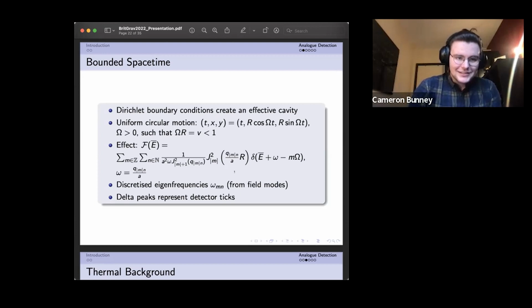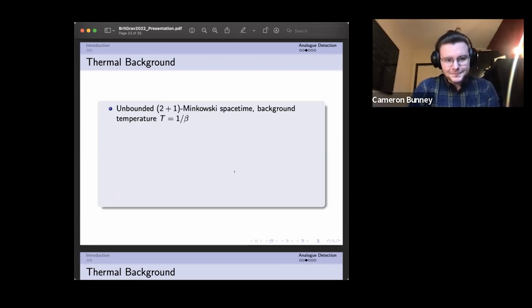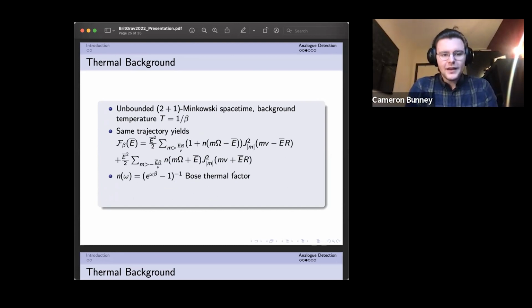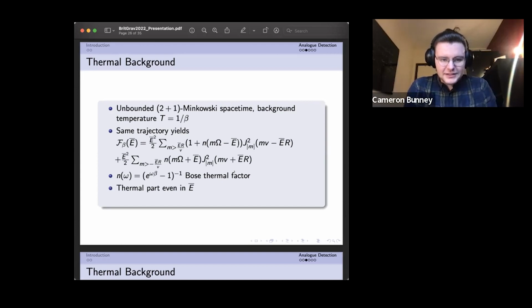In contrasting this to if we just have a thermal background, we do not have such a delta function, and our frequencies are not discretized. So these are key differences. In fact, they depend smoothly on E bar, and our omega is m capital omega minus E bar. The n that we see is our thermal factor in this thermal response function, and the thermal parts, i.e. the parts that are multiplied by our Bose factor, are even in E bar.